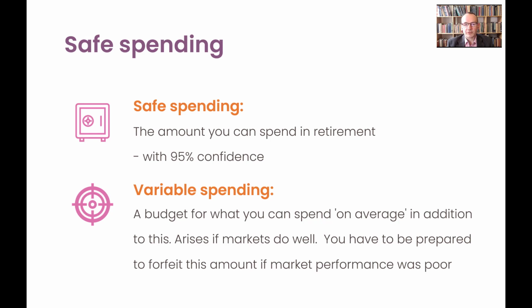Then we've got variable spending. So variable spending is a budget for what they can probably spend on average in addition to the safe level. The variable spending amount relies on markets doing well, but they have to be prepared to forfeit this if market performance was poor. So an easy way to understand this, it's almost like when you're working, you've got your base salary and your bonus. The base salary is pretty dependable, and the bonus may or may not happen. It's a good way to look at this concept.